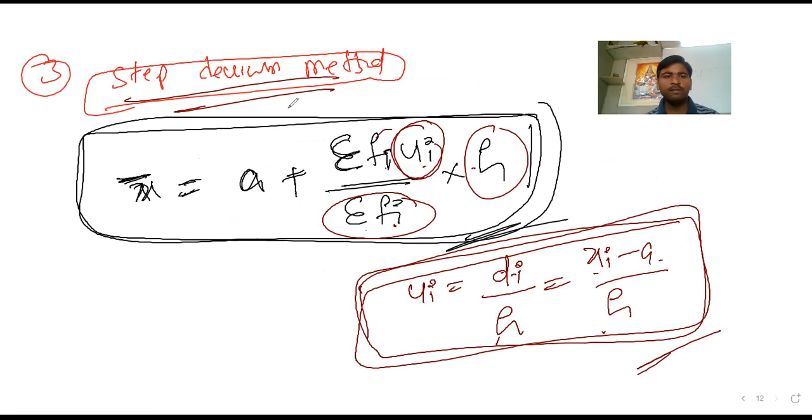Next class I'll apply the step deviation method and the assumed method. These two methods you need to apply for problems where the numerical values are higher. Both methods you can apply, whichever is convenient. In the next class I'll apply these methods and get the answers for the given questions.